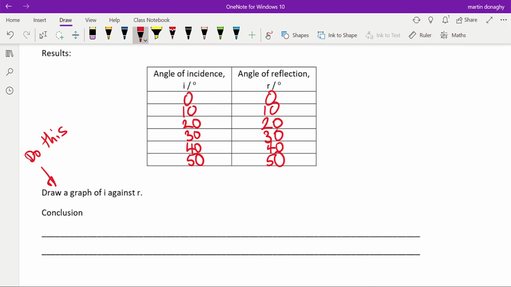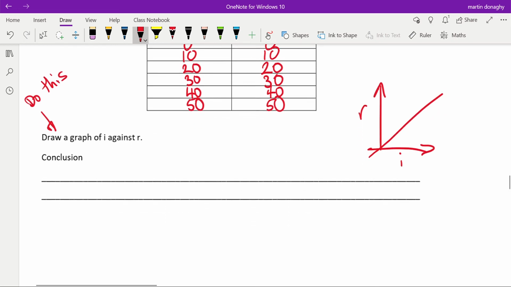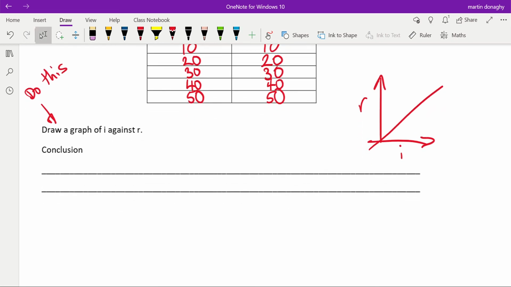When you draw your graph, we should put the independent variable, the thing we change, on the x-axis, and the thing we measure, the dependent variable, should go on the y-axis. And if you've done this right, you should get a nice straight line through the origin. And our conclusion then for any experiment where we get that relationship, straight line and it goes through the origin, is I and R are directly proportional.